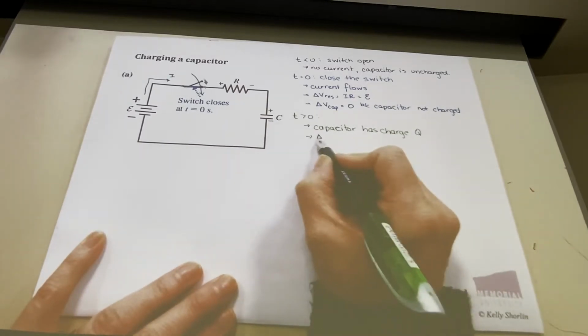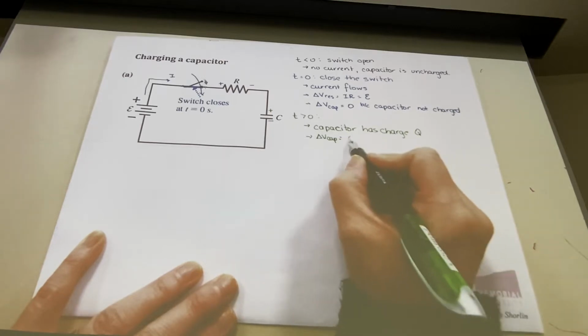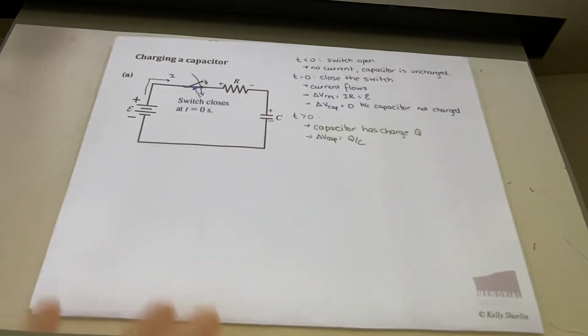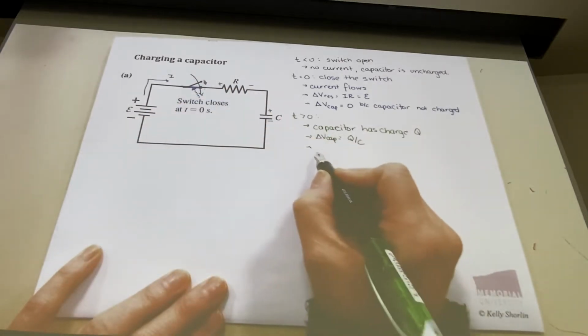That means that the potential difference across the capacitor would be that amount of charge divided by the capacitance. It's just our equation for capacitors. So we know how much potential is on the capacitor. We know that current is flowing in the circuit.